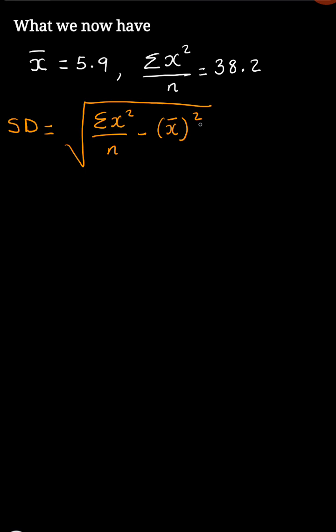Now that you have written your formula like this, you are going to say standard deviation is equal to the square root of, where there is this, put this number right here. So where there is that whole thing, we put 38.2. And then we say minus, open brackets. Where there is x bar, we put the value for x bar, which is 5.9. We close the brackets and then we square this item.